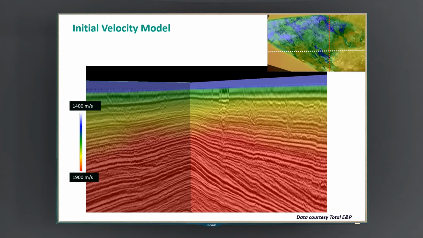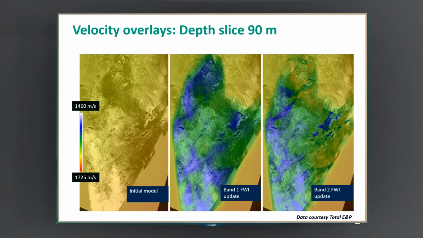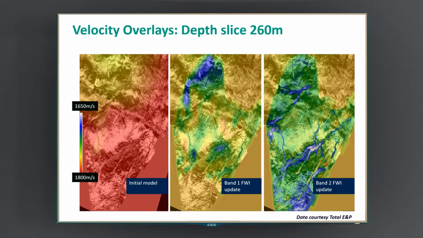Another location, similar story. We have a very simple initial model. Band 1 adjective FWI helps introduce the slowdown in the shallow channels, which is further delineated quite nicely with the band 2 least-squares update. Looking at the velocity overlays on the depth slice, I would just like to emphasize that we are just 20 meters below the water bottom here, and we are able to capture the channels quite nicely.